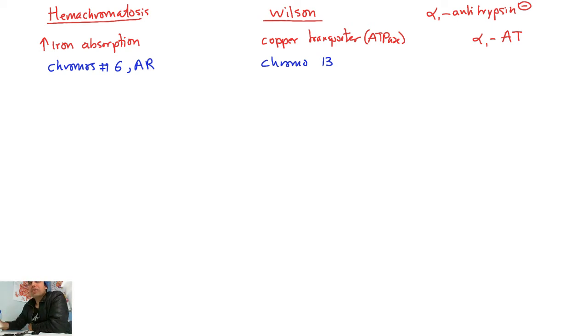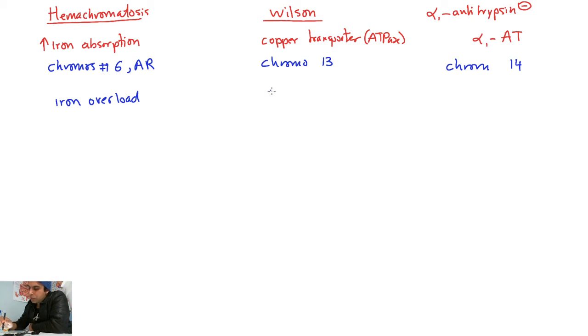Antitrypsin deficiency is also a genetic disease. Which chromosome is involved? We keep increasing chromosome: 14. Good job. Wilson is also autosomal recessive, right? Antitrypsin too; all of these are autosomal recessive diseases. At the end of the day, in hemochromatosis, we have iron overload.